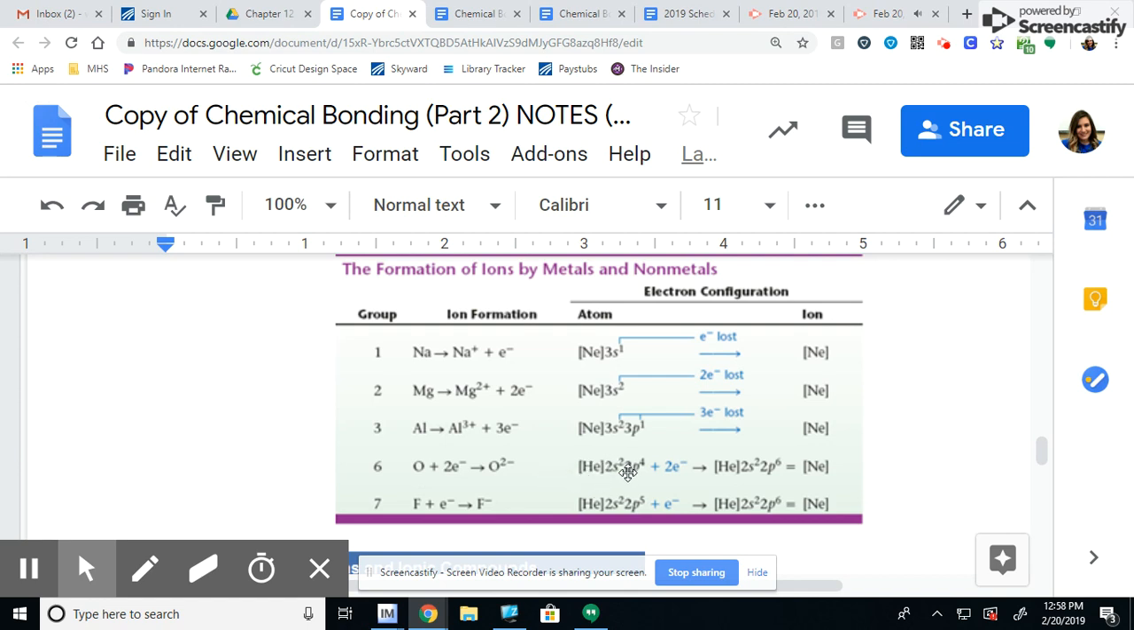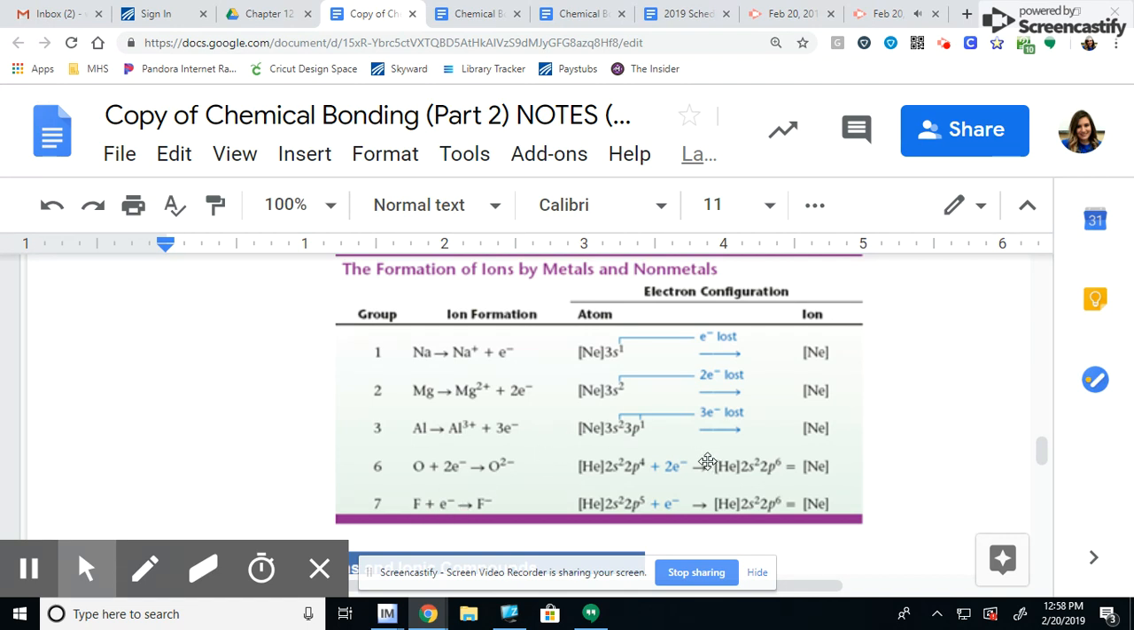The same thing happens on the other end of the spectrum, where if you start with oxygen, oxygen is helium plus 2s2 and 2p4, which means it has a total of 6 valence electrons in its normal state. But oxygen forms a negative 2 charge, meaning it gains 2 electrons. So if you gain 2 electrons, that would make it equal to neon, because that would be 2p8, which is the same as neon's configuration.